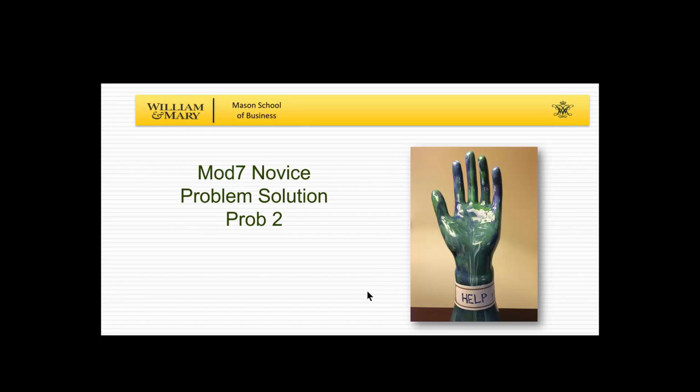Let's take a look at Module 7 Novice Problem Solution number 2 now. Again, we're doing linear programming. And recall that linear programming is a decision-making model that tries to optimize either by minimization or maximization. So optimize is a very general term for either one or the other.